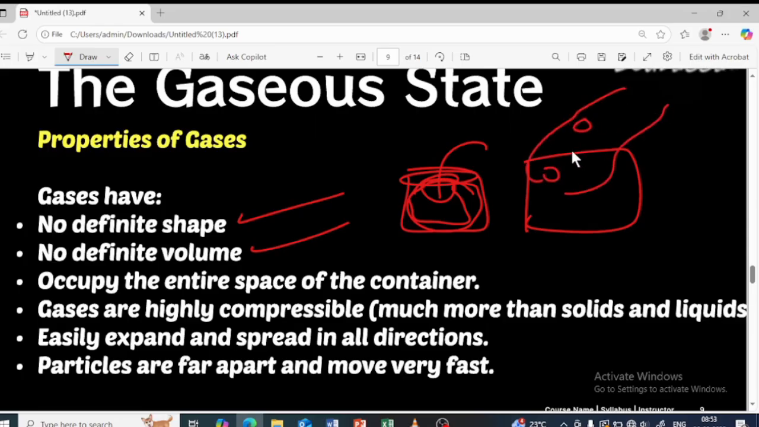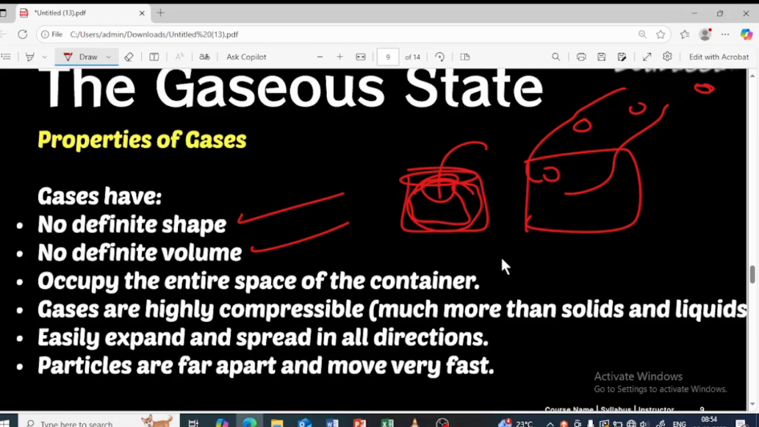If this is the gas, it is very loosely arranged, hence it takes up this entire space of the container. And the thing is, it can be compressed easily. High compression can take place. All these compressed gases can be used in LPG, CNG and so on, which we will learn in the real life examples. Yes, understood? So it can be highly compressible.